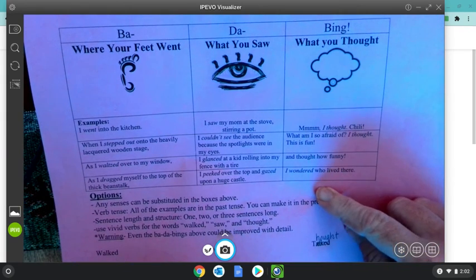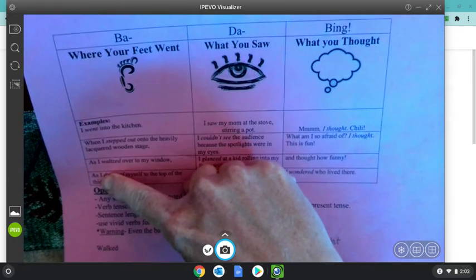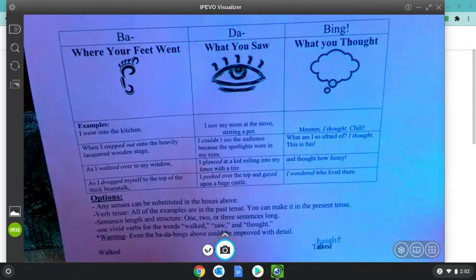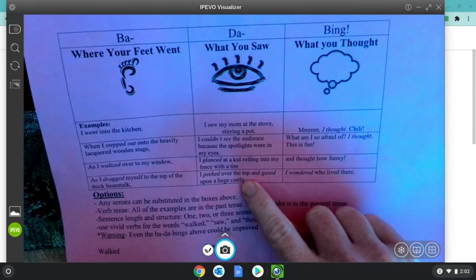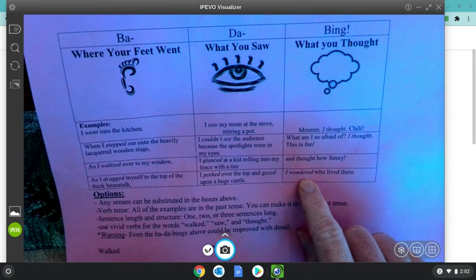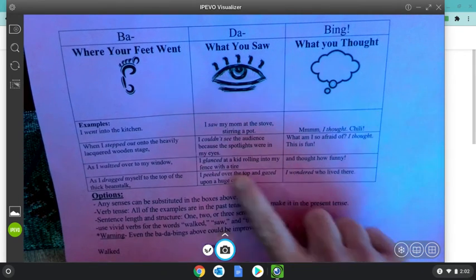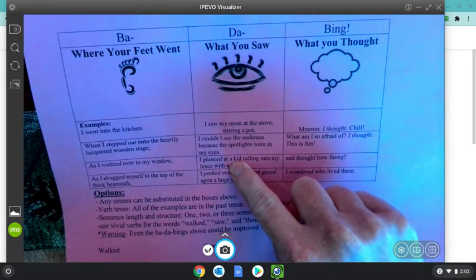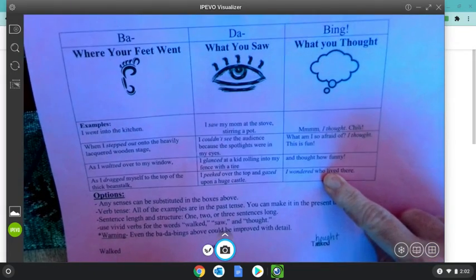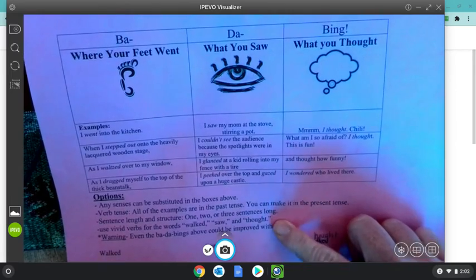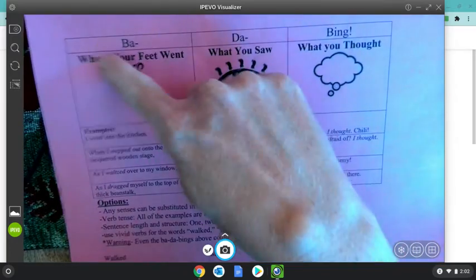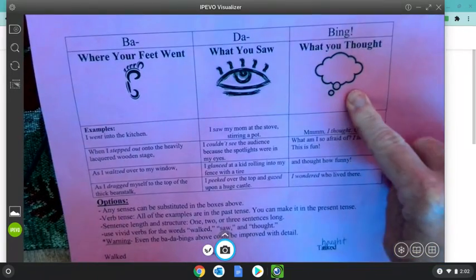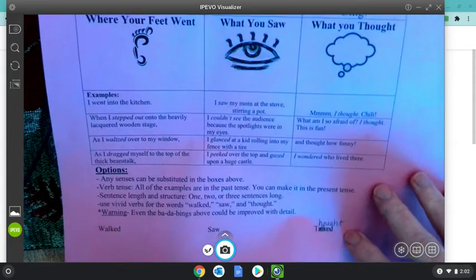And the final one, we have another dependent clause. As I dragged myself to the top of the thick beanstalk, maybe you could have also used hoisted, I peeked over the top and gazed upon a huge castle. I wondered who lived there. So that's one sentence between the ba and the da, and the thoughts take up a third. This just goes over everything I just said. You can rearrange. It can be a bing ba da, a da ba bing. You can rearrange the feet, the eyes, and the thoughts, and you can make them any number of sentences.